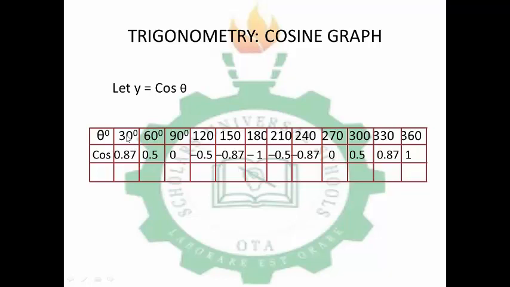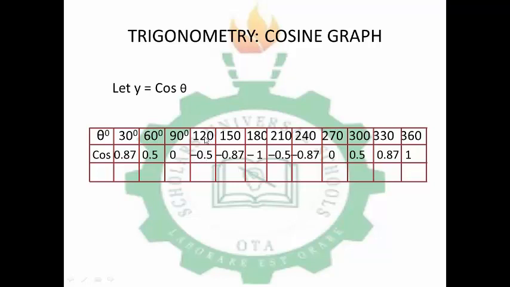You can recall cos 30° will give you 0.87, cos 60° will give you 0.5, cos 90° is 0, and cos 120°, you know, is in the second quadrant, and it is only sine that is positive in the second quadrant. So cos and tan are negative. That is why it is negative. So we are having minus 0.5.